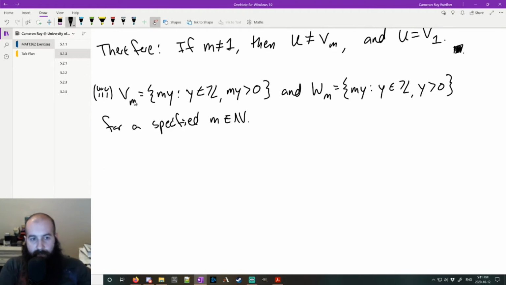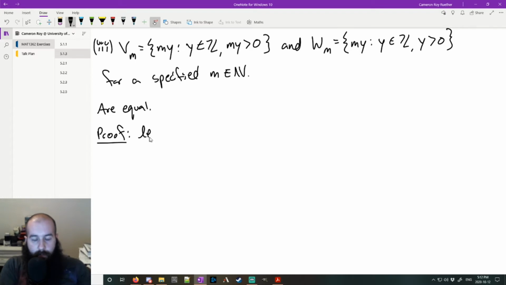Part 3 asks about the set Vm again, and about the set Wm, which is the products my, where y is any integer, but now only y has to be strictly greater than 0. Both of these rely on a specified m, and we're asked if these are equal. These are equal. As a proof, we will show that they are subsets of one another.